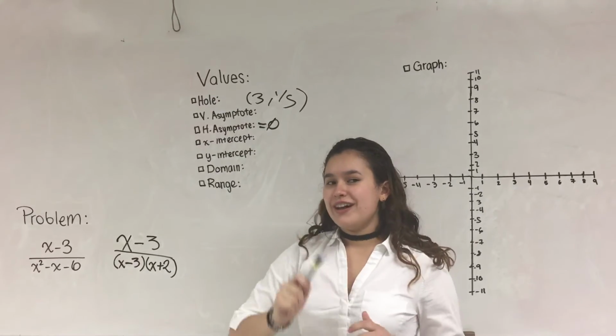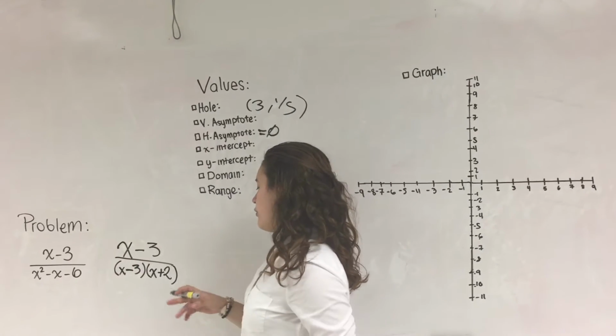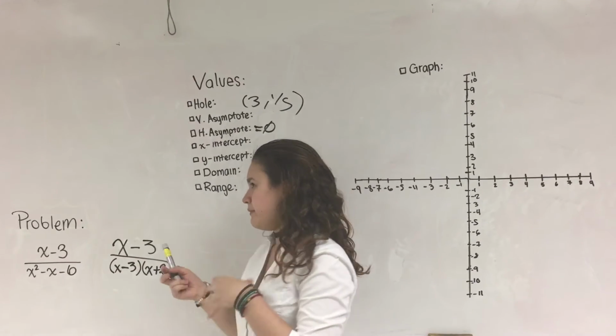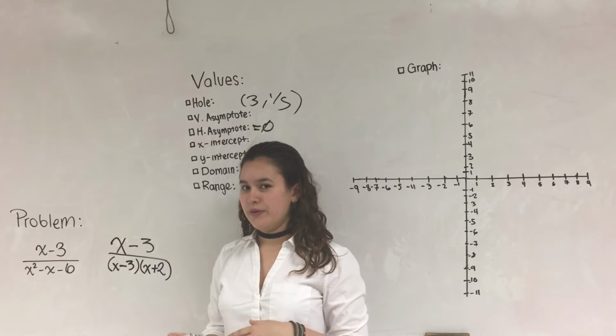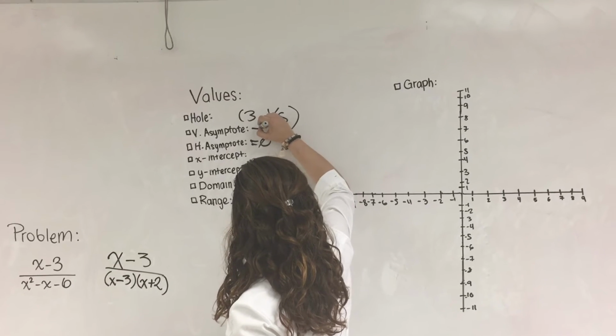Then, for the vertical asymptote, as we already factorized the function, we need to know which number, like adding 2, will be equal to 0. So in this case, the vertical asymptote will be minus 2.